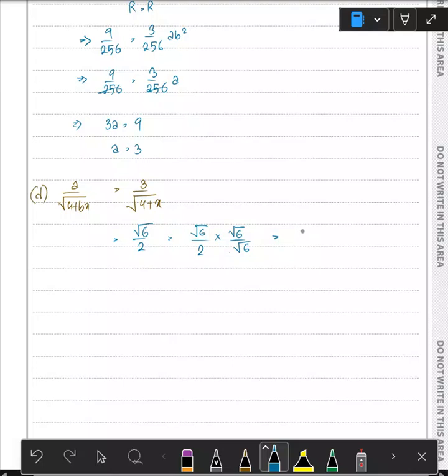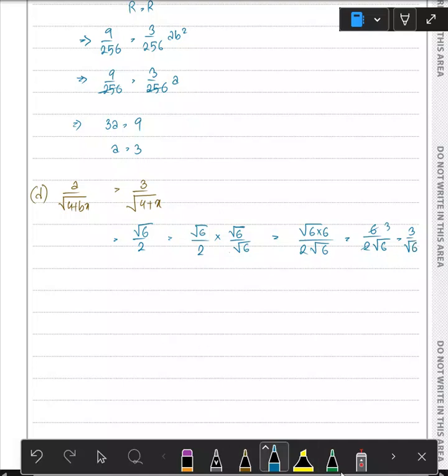So then this would be root 6 into 6 by 2 into root 6, which is root 36, and root 36 is just 6 here. So this is 6 divided by 2 root 6, and then you just cancel this out, so you are left with 3 root 6.